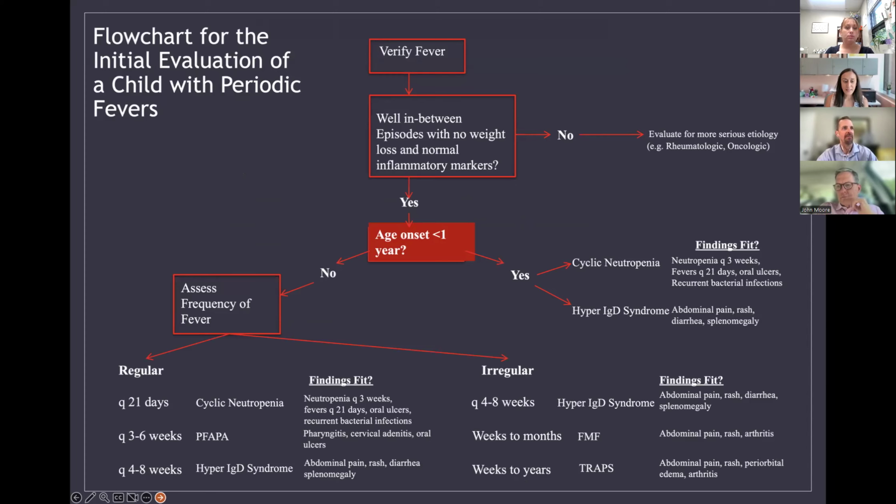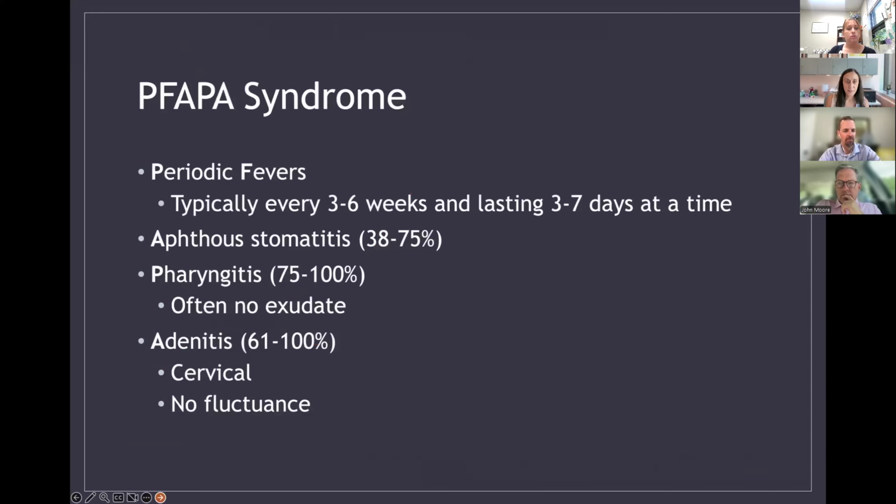So at that point, then, what you're looking at is age of onset, and then periodicity and pattern of fevers. That's why I asked you to get the fever diary going, because that's what's going to really help you to sort out where to go from here. So the first question, remember, that I asked you to ask at the very beginning was, when did this start? If it was neonatal onset, less than 1 year, you have very few options for what it could be. One is cyclic neutropenia, and one is hyper IgD syndrome.